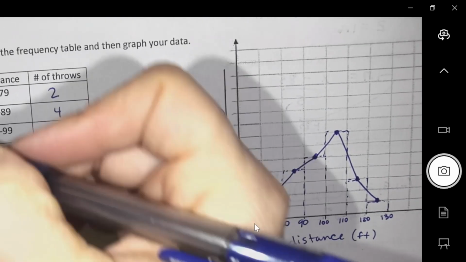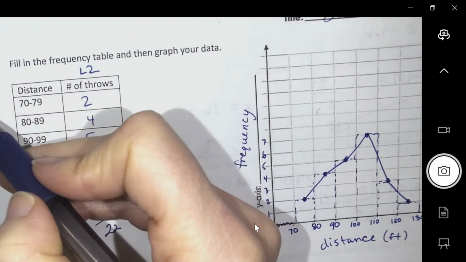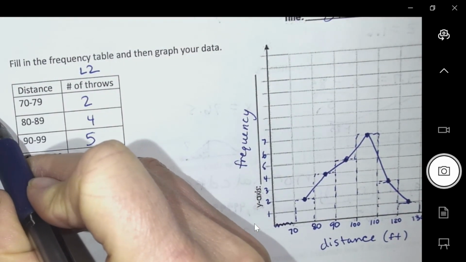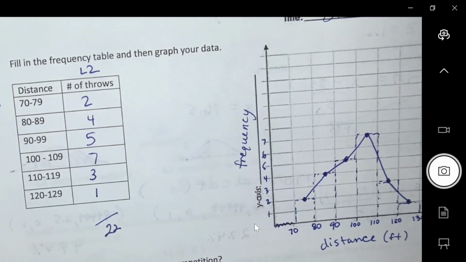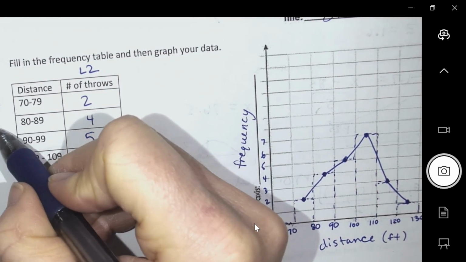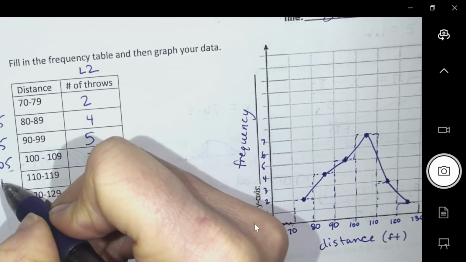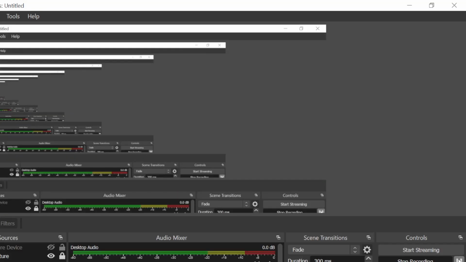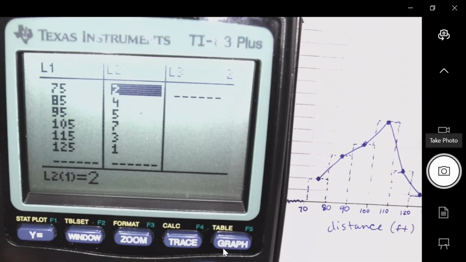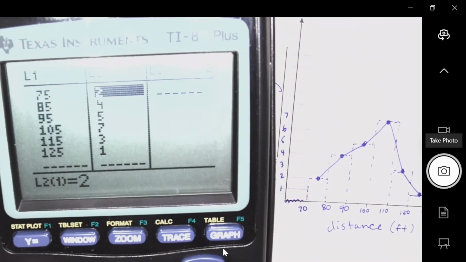So we're going to go into L1, L2 in our calculator. What kind of number would I put into this L1 spot right here? I'm going to go with a 75. Can you continue that trend? 85. That's your L1, comma L2. All right, so that's what mine looks like. I got my L1 and my L2.